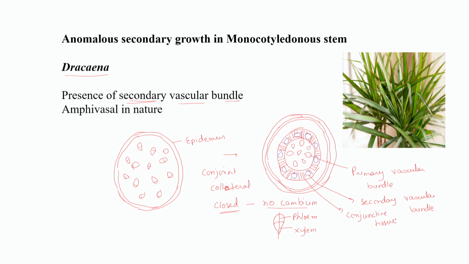The conjunctive tissue will be basically thick and sclerenchymatous. When we stain it, we see that this tissue also stains pink in color, and in between you will see the secondary vascular bundle. You won't see any endodermis or pericycle because it's a monocot stem.